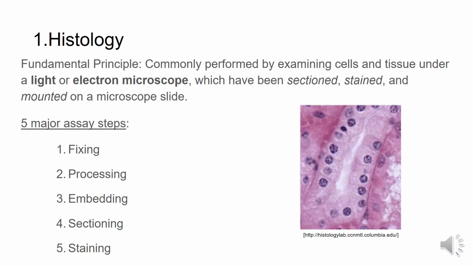The first general test we will explore is histology. Histology is a technique used to examine small samples of cells or tissues under light or electron microscopy. The samples are prepared by sectioning, staining, and mounting onto a microscope slide, and the preparation can be broken down into 5 major steps labeled here: fixing, processing, embedding, sectioning, and staining.